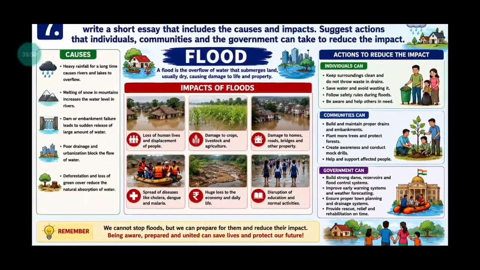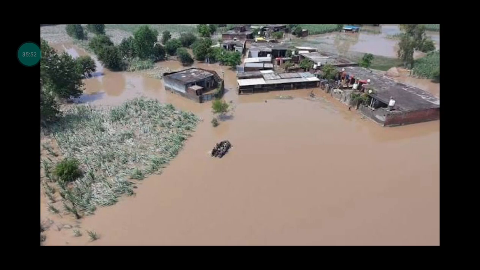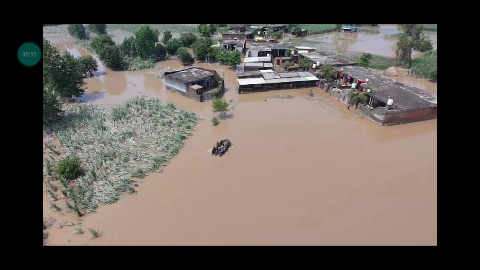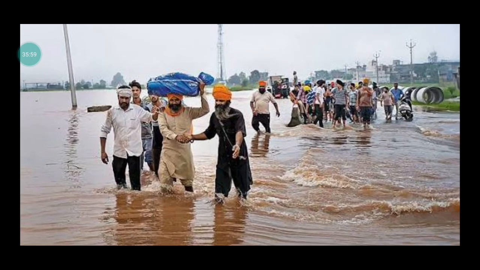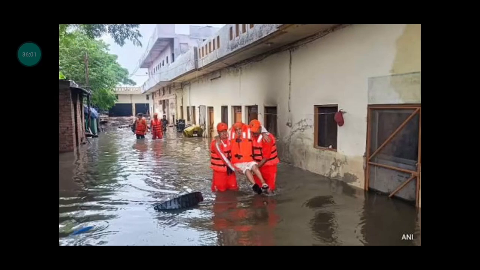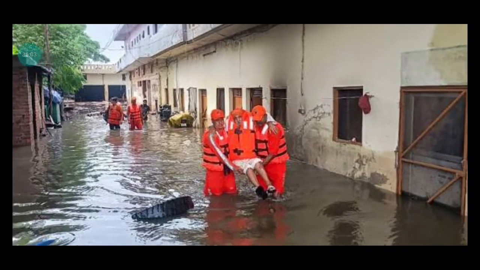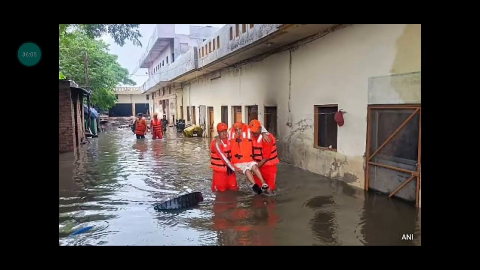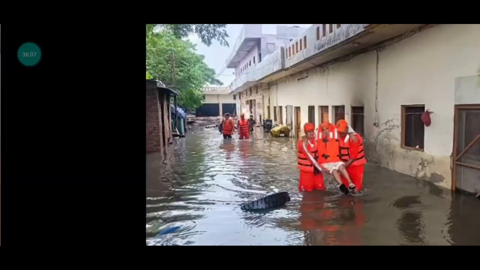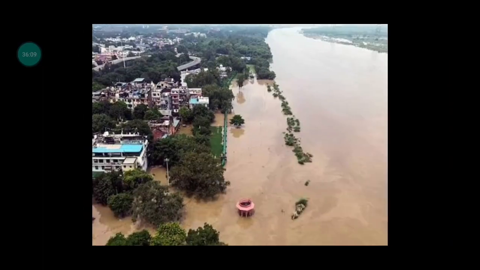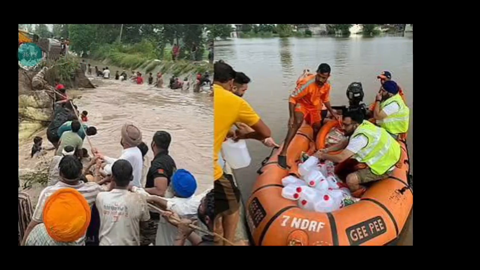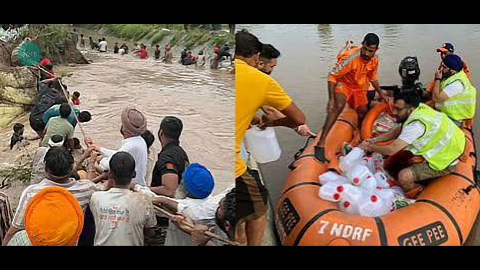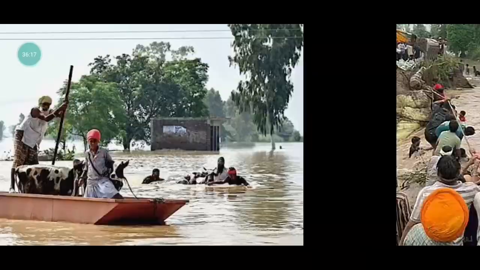So here, these are some images which I am showing you. These are related to the 2025 Punjab floods. You can see the condition of people, how they are moving, people who are old and helpless, how they are being rescued by these teams. And here you can see villages, their fields, how they have submerged under water, how some people are helping villagers.